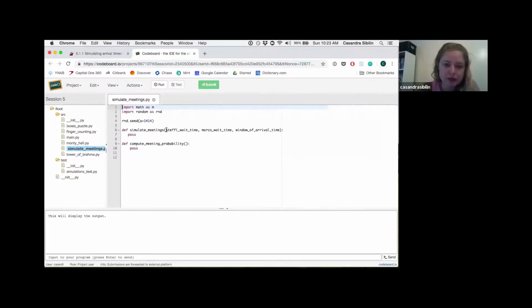Yeah, so we have Steffi wait time. That would be, in this example, we said how long is Steffi going to wait right now? 5 minutes. Steffi and Marco in this example are 5 and 5. Same. And the window of arrival is 15 minutes, right? 10:30 to 10:45. Okay, so we have these three numbers.